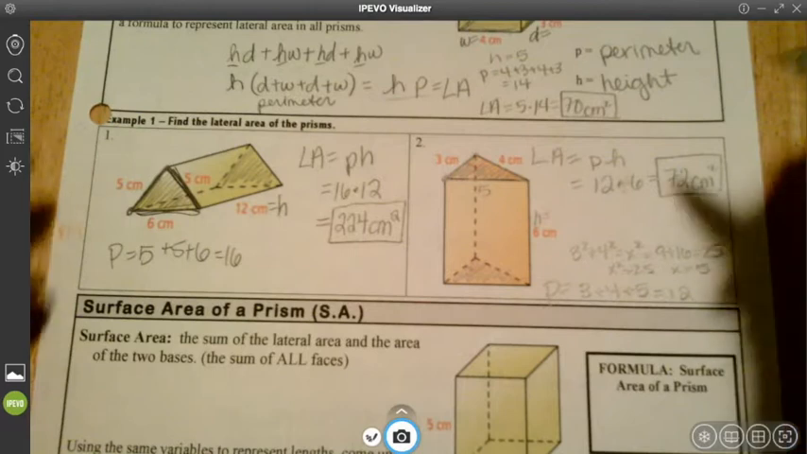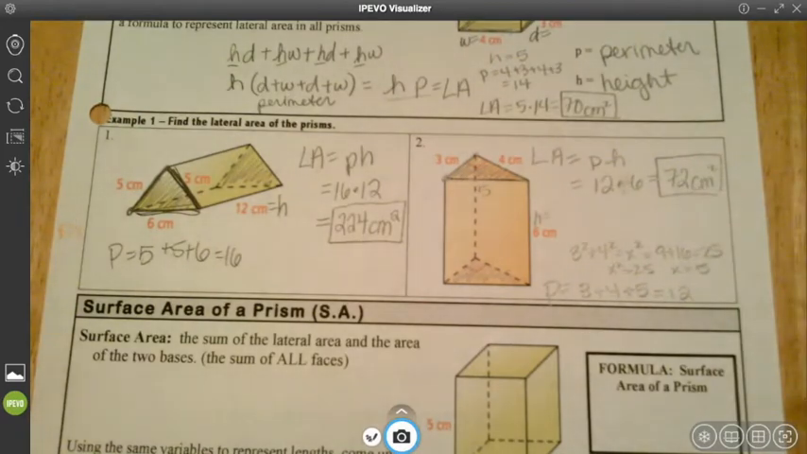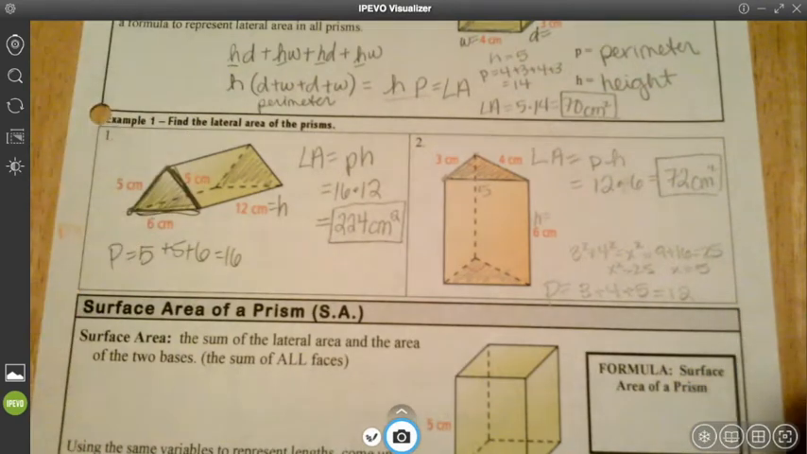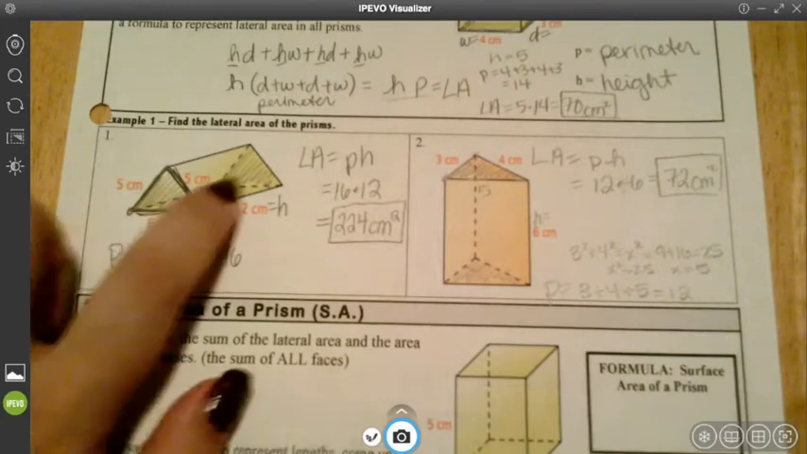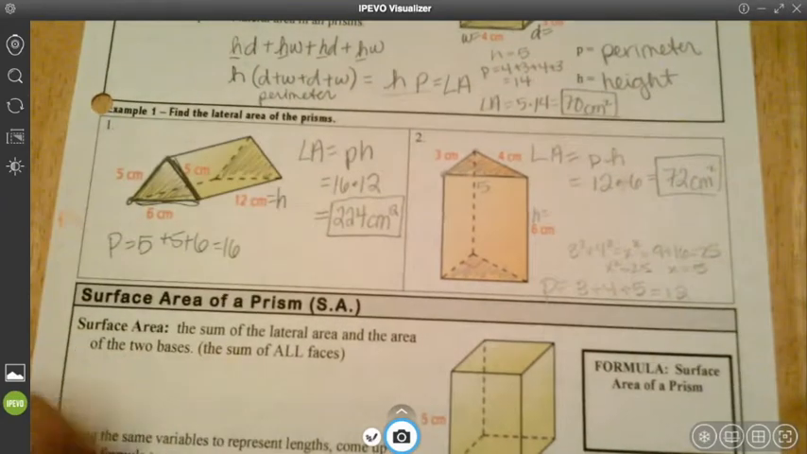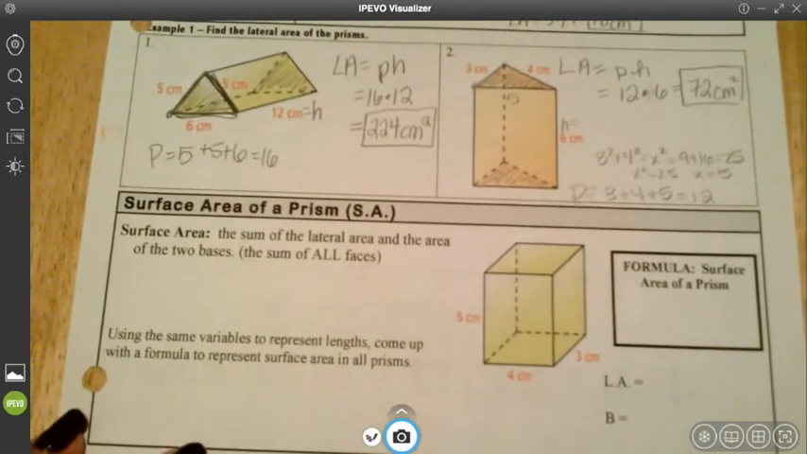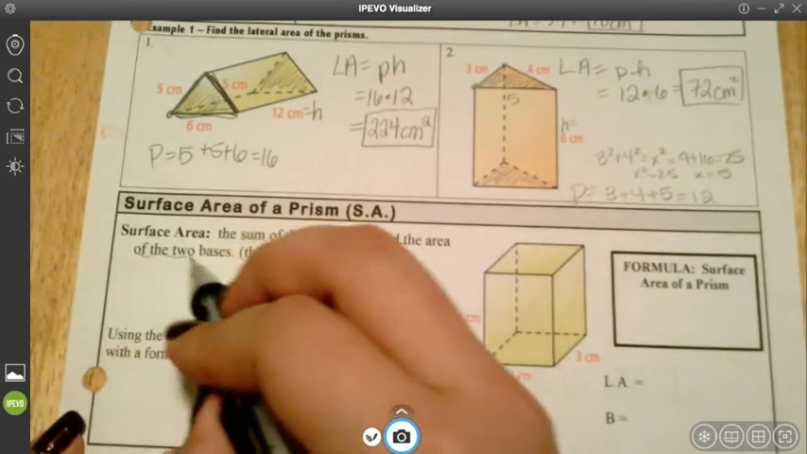Okay, so that's lateral area, meaning we're finding just the area of the rectangles that go around the sides. In order to find surface area from that, we have to add in the area of the bases. And so that's our formula for surface area. To find the surface area, this is now including the bases.